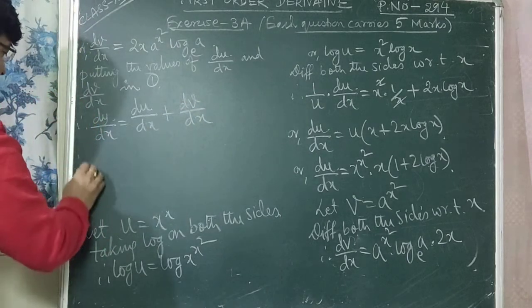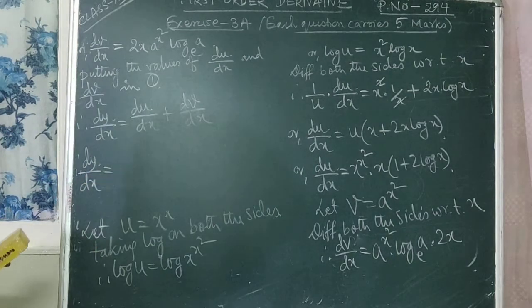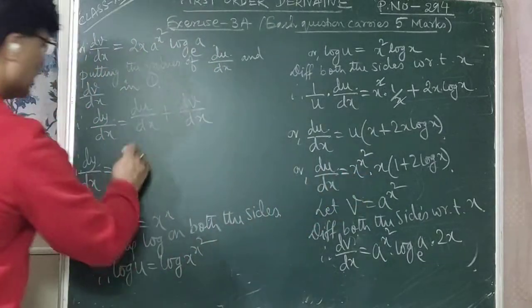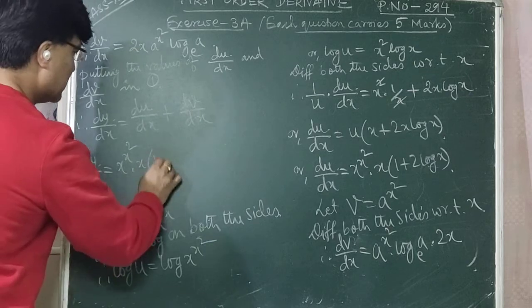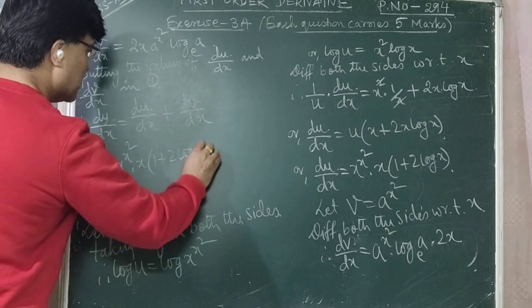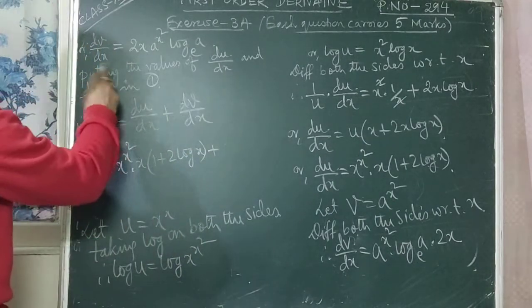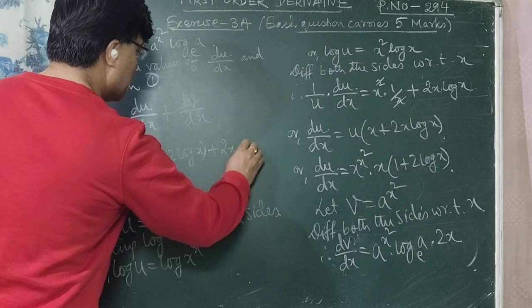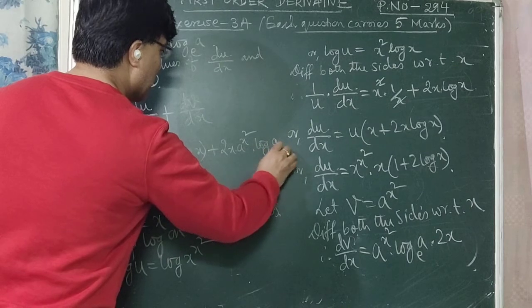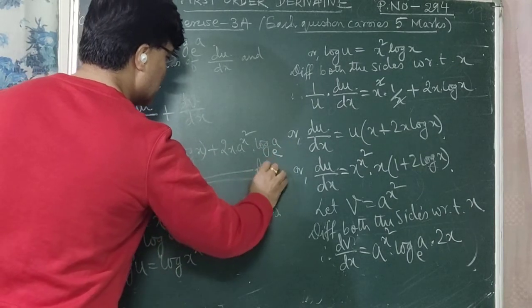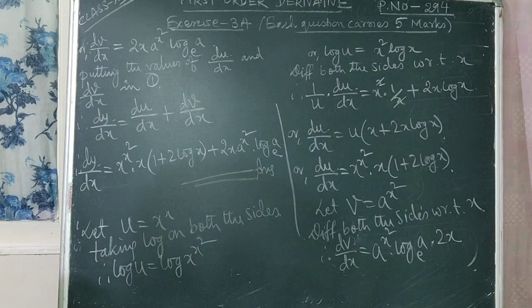Okay? So therefore dy by dx is equal to, what is the value for du by dx? What was du by dx? This one. That is x to the power x square into x, and within bracket it is 1 plus 2 log x. So this is the value for du by dx. And what is dv by dx now? Plus, what is dv by dx? It is 2x into a to the power x square into, this is your log a base e. So this is the final answer. So I think you have understood it.